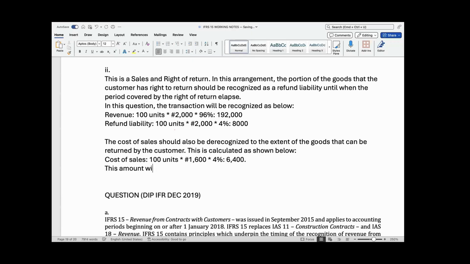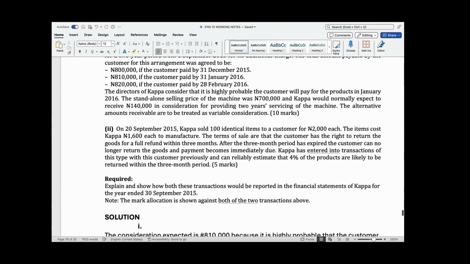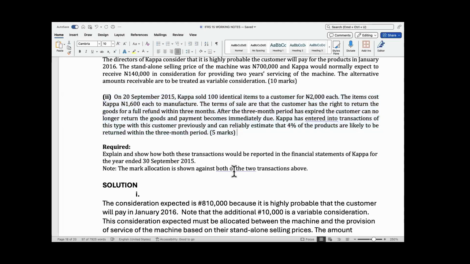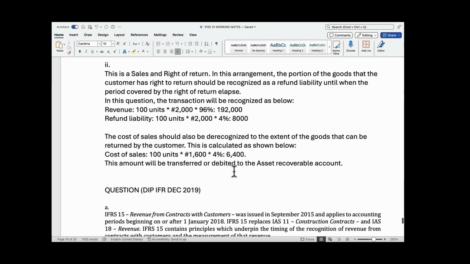This amount will be transferred, or if you are good with double entry, you say debited, to the assets recoverable account. And that's that for that. They didn't tell us whether it returned or not, so since they didn't tell us that, you just stop there. So that's the solution to this particular question.